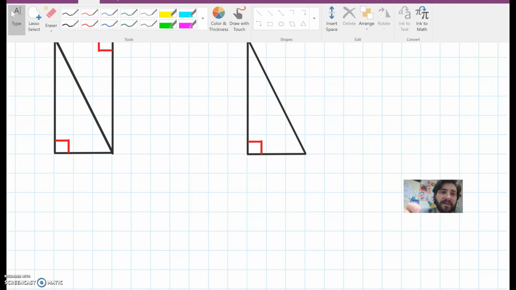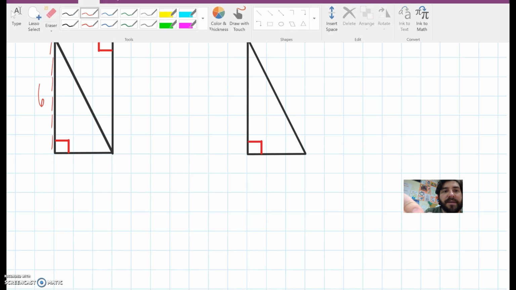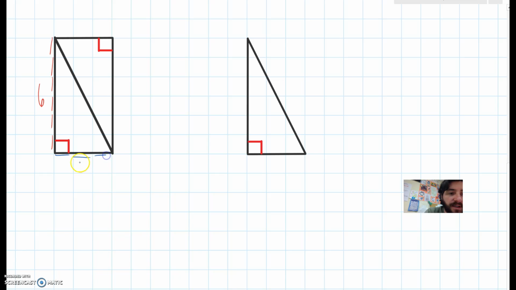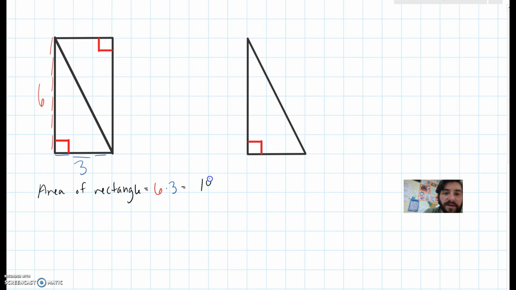And if I want to find the area of this rectangle, that's not that difficult. The height of the rectangle is 1, 2, 3, 4, 5, 6 units, and the base of the rectangle is 3 units. If I wanted to find the area of the entire rectangle, let's put area of the rectangle. It would be the height times the base, or base times height, or 6 times 3 works as well. So the area of the rectangle is 18 square units.